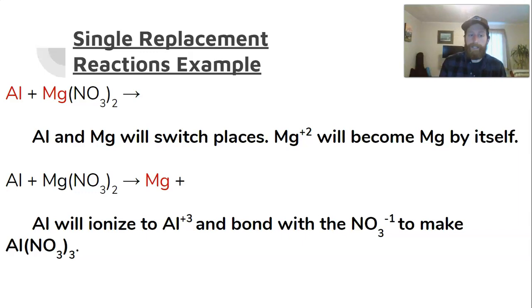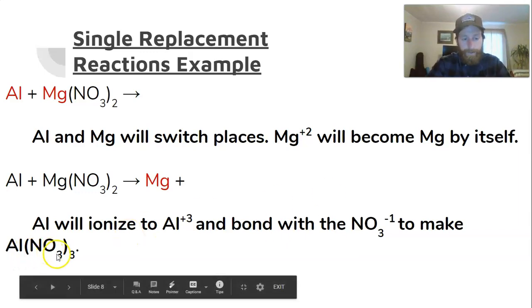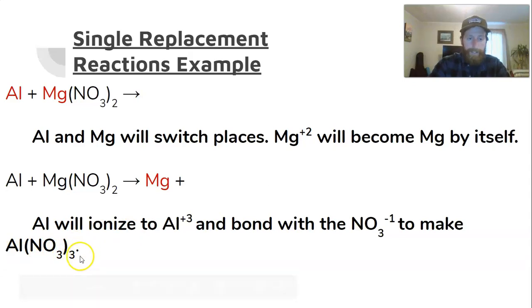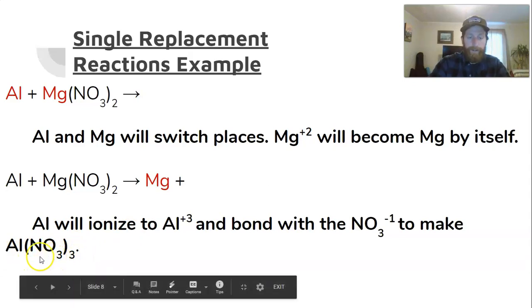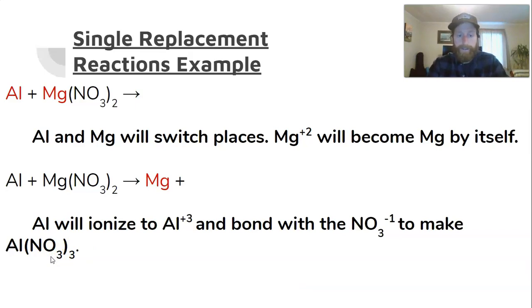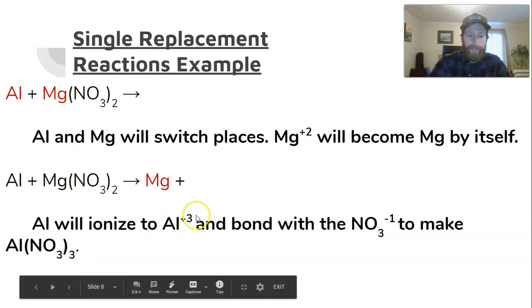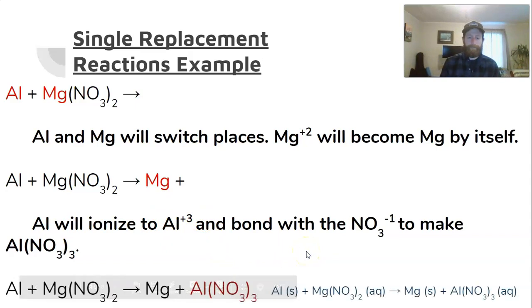That is Al(NO3)3. Why do I have that 3 out there? That's because I need 3 nitrates or 3 NO3s at -1 apiece to cancel out the +3 of the 1 aluminum. So in total, what do I get? This is the reaction. Al plus Mg(NO3)2 yields Mg plus Al(NO3)3.